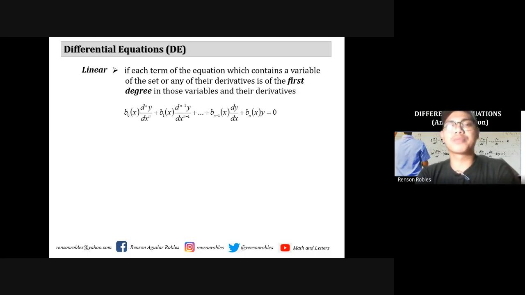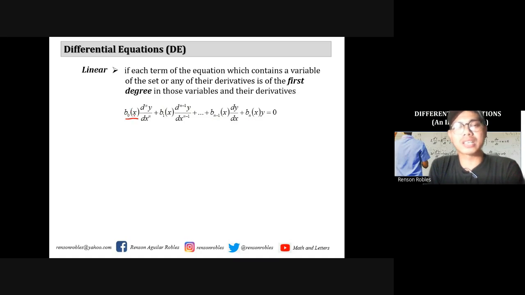And the general form of a linear differential equation is given by b sub 0 of x times the nth derivative of y with respect to x plus b sub 1 of x times the (n minus 1)th derivative of y with respect to x, running until b sub n minus 1 of x times the first derivative of y with respect to x plus b sub n of x times y equals 0. So you just take a look at the position of our variables. Our dependent variable is y and the independent variable is x. So you have to take into consideration the expression that goes along with our derivatives. It should be expressed in terms of the independent variable.